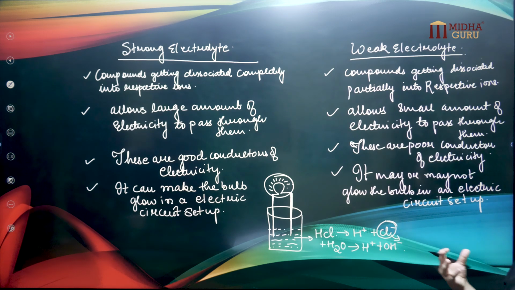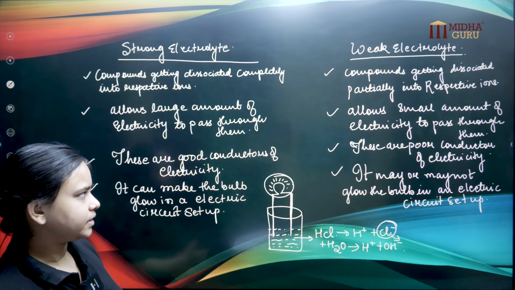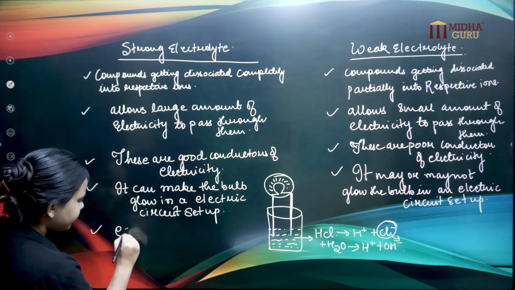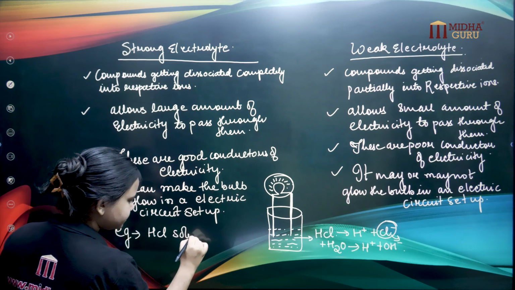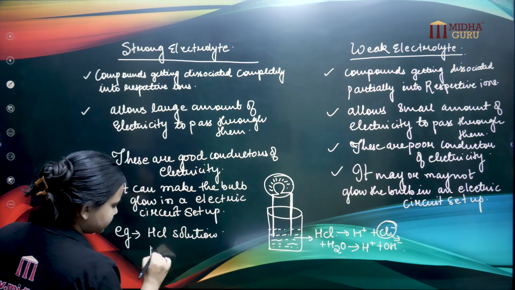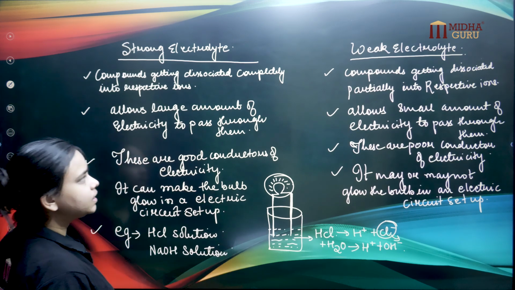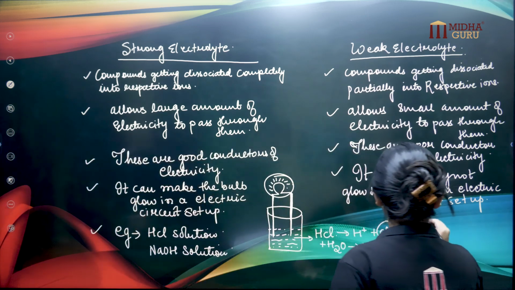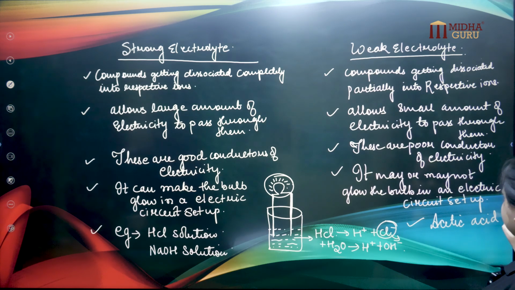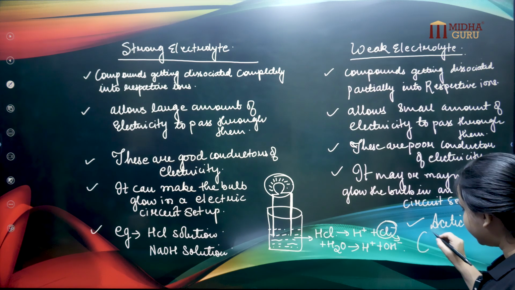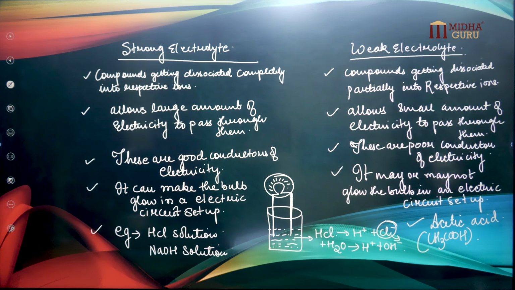Because we do not have a sufficient amount of ions. The sufficient amount of ions is not getting dissociated here. The prominent examples are all the examples already discussed, that is HCl solution, then we have NaOH solution. All the strong acids and bases are good, strong electrolytes as well. Here acetic acid can be considered a weak electrolyte. Its formula is CH3COOH. This is acetic acid.